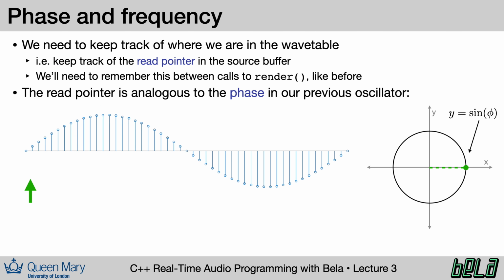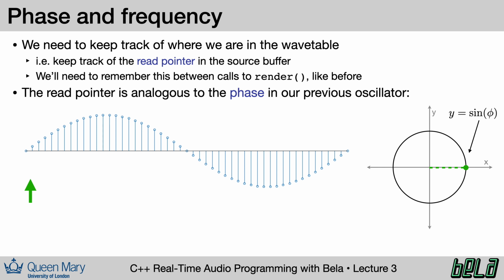So this is what we're going to work on today. And what we need to figure out is how to take the terminology that we used in the context of oscillators in Lecture 1 and adapt it for making a wavetable oscillator here. Now you might remember from Lecture 1 that we had to save the phase from one call to render to the next, and so we stored it in a global variable. We have an analogous situation here where we need to keep track of the read pointer, which is pointing somewhere in our wavetable buffer, and we are going to need to remember that between calls to render.